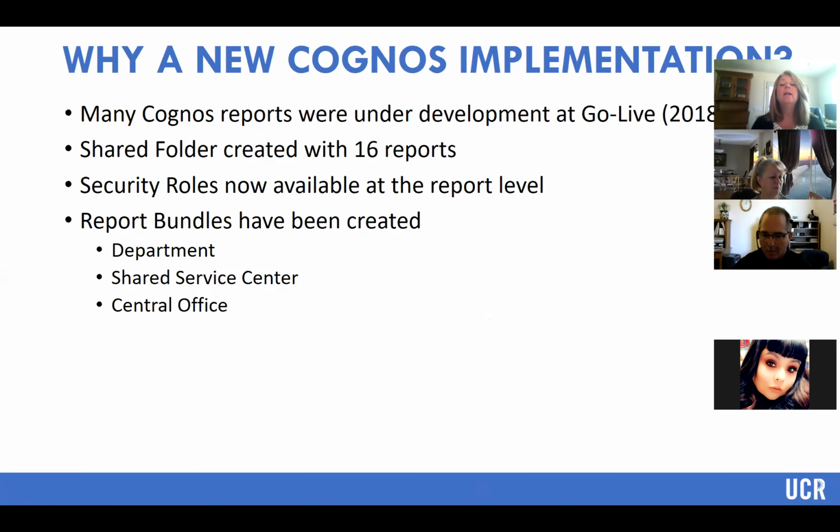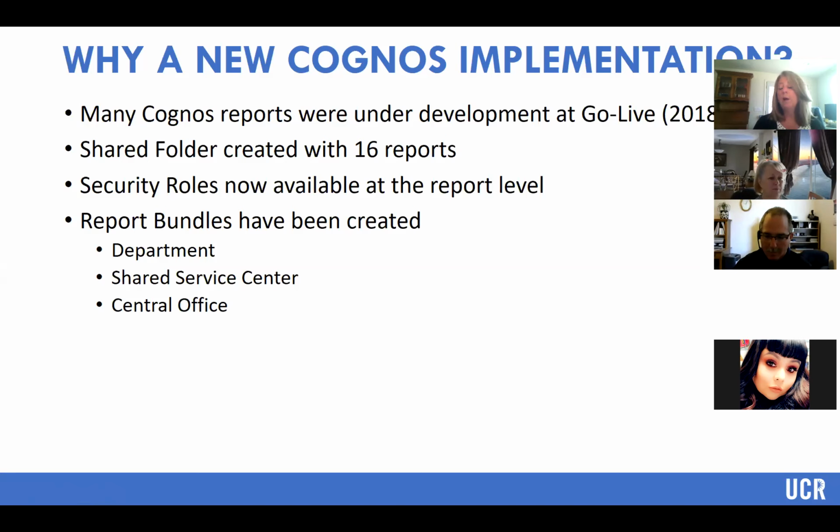So why did we have a new Cognos implementation? Well, when we first went live with UC Path, reports were a lower priority, and so they were still really under development. And they didn't have a lot of security around the data that was coming in on the reports, and there was some concern about availability, and we wanted to give the departments the reports that they needed to do their jobs, right? So they created this shared folder.